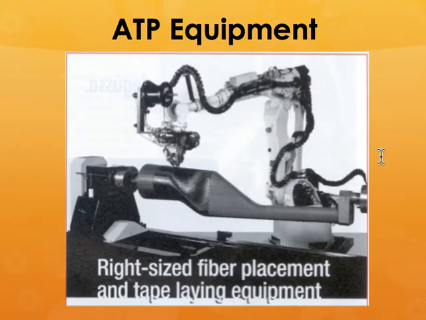So here is an automated tape placement type of equipment. You can actually go in and Google that and see the kinds of placement heads that you can get in the market. These are pretty expensive pieces of equipment, and it can have either 4 degrees of freedom or 5 degrees of freedom, and sometimes even 6 degrees of freedom to lay down the tape.